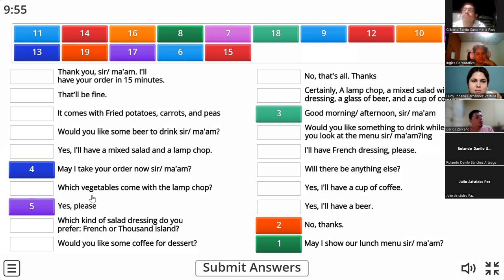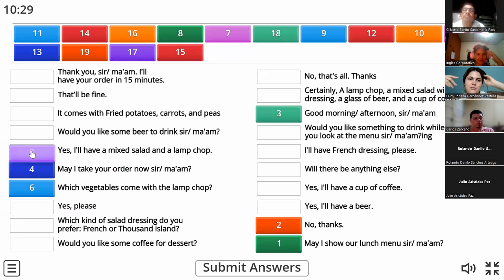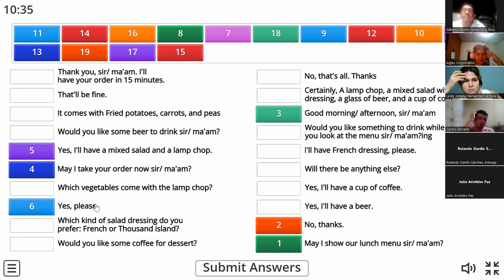The number five will be... Number six. Oh, number six will be the... But what is the order? I think that number six will be number five. Hay como una contradicción en que le dice que sí y luego que en 15 minutos. Okay. You consider that this one will be yes, please.